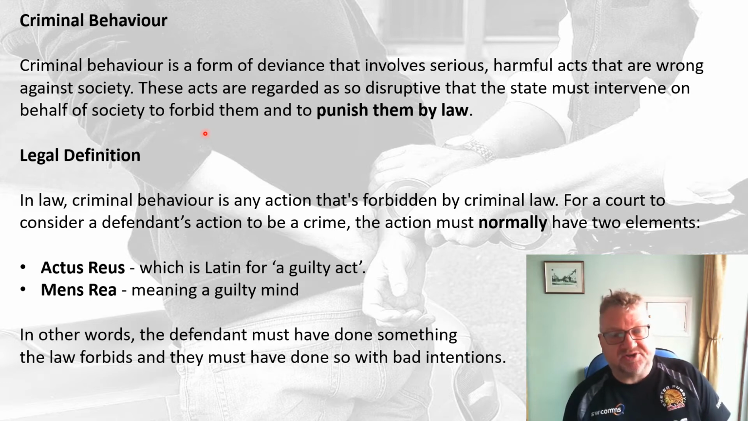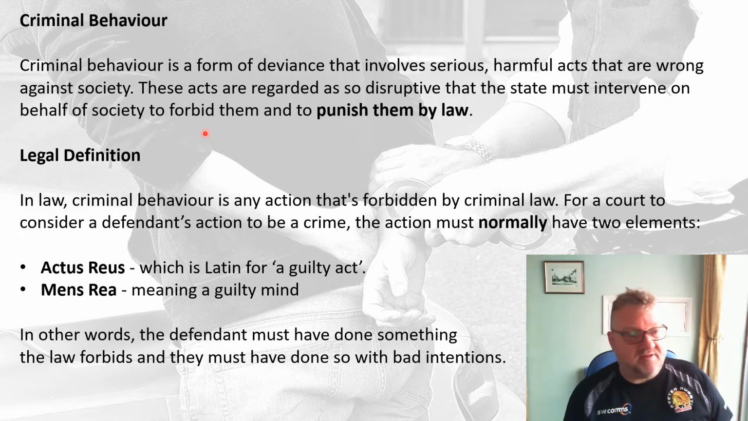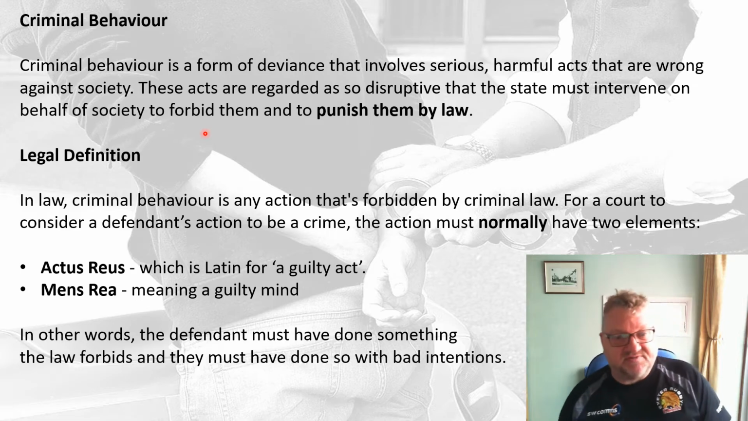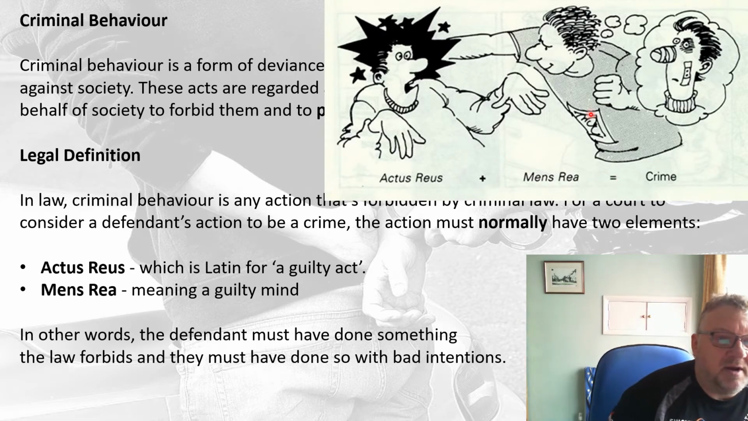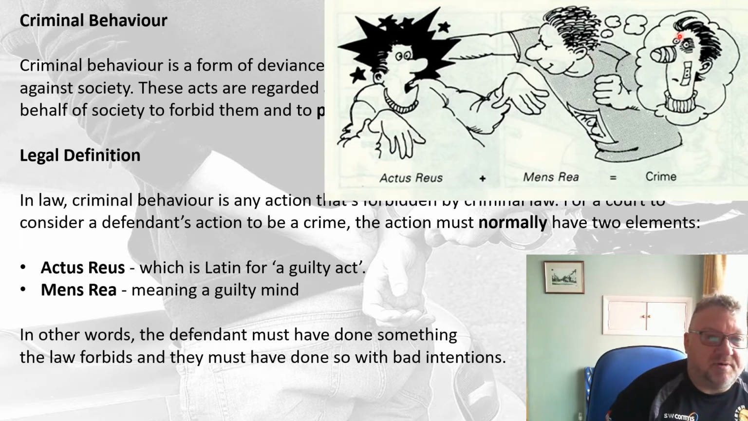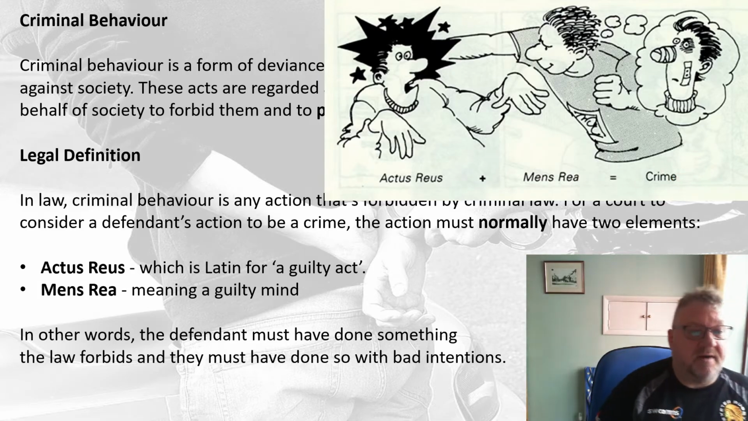So in other words, the defendant must have done something that the law forbids, and they must have done it with bad intentions. So here I am, I want to hurt this person badly. So my mens rea is thinking I'm going to give him a good thumping. I smack him in the head, which is actually assault, so it's an actus reus, it's against the law. Therefore, I've got both, so therefore it is a crime. Simple as.